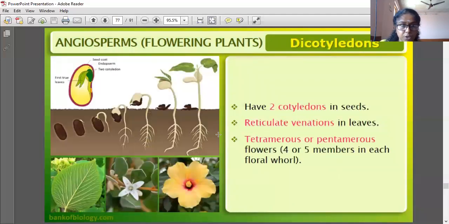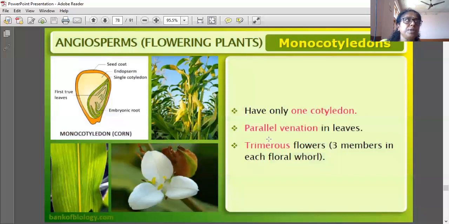So angiosperms are divided into dicotyledons and monocotyledons. Dicotyledons have two cotyledons, as you can see here, reticulate venation in leaves, and tetramerous or pentamerous flowers. In contrast, monocotyledons have only one cotyledon, parallel venation in leaves, and trimerous flowers.